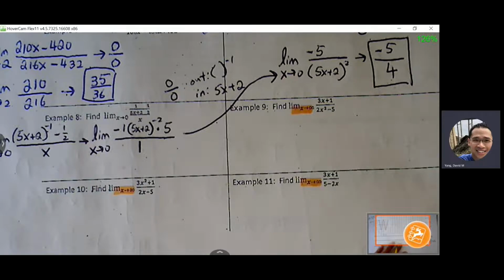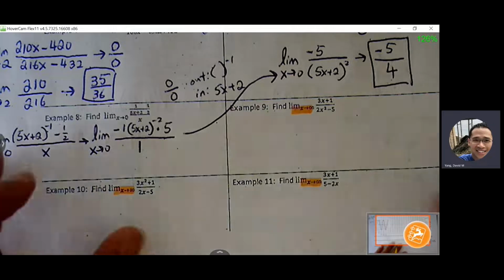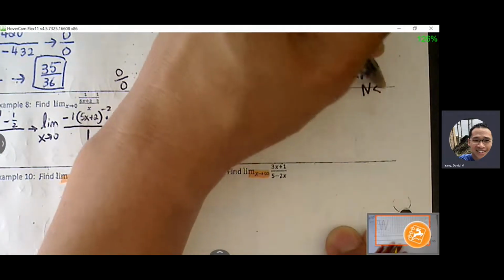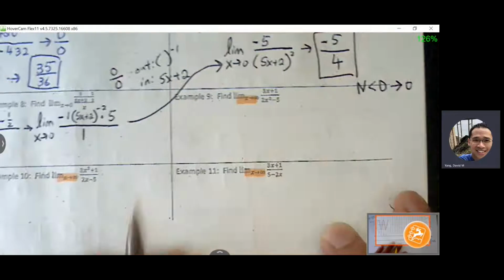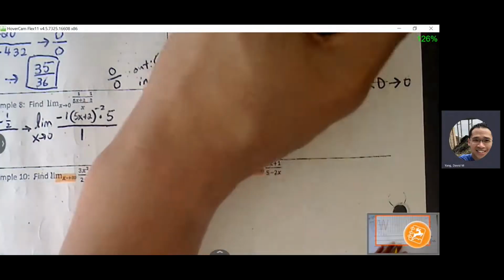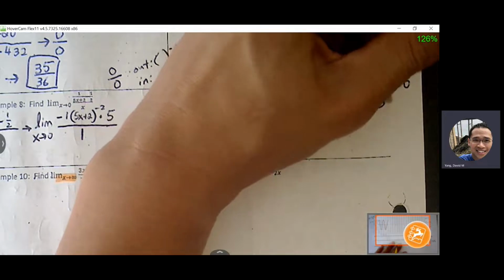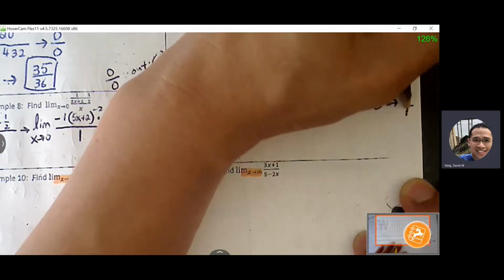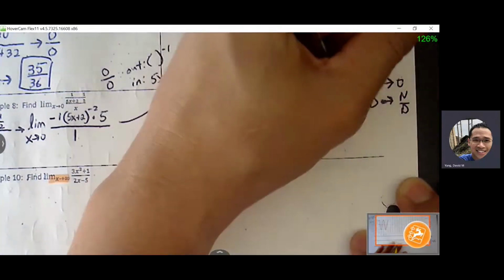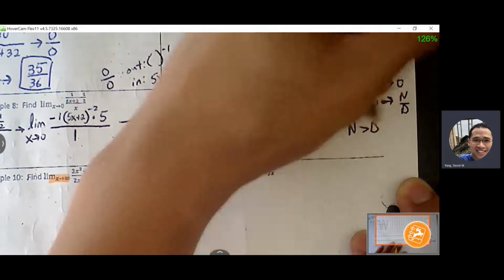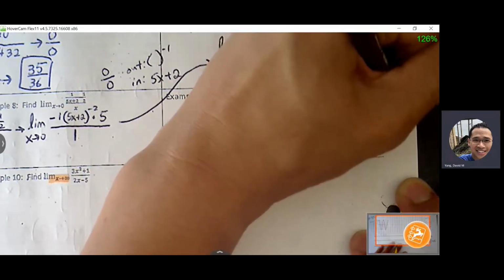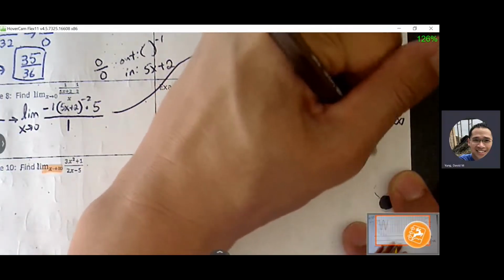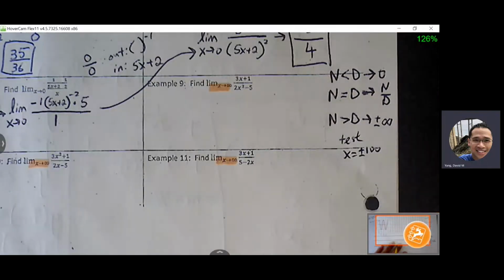Whatever the degrees are, we can get to our answer really quickly. As a reminder, if my numerator degree is less than my denominator, then my limit is simply 0. If my numerator is the same as my denominator degree, then it's just the ratio of the coefficients. And if my numerator is greater than my denominator, then I'm dealing with either plus or minus infinity, and this is where we test 100 or negative 100 to see which direction it's going.